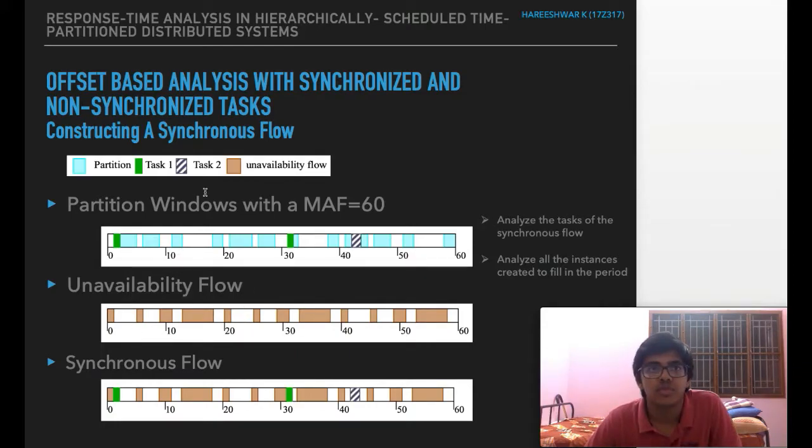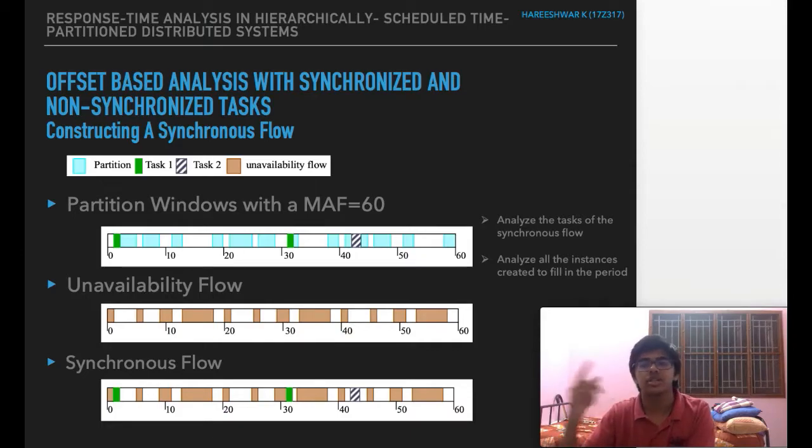This is the inverse of the partitions. The synchronous flow, the combination of the unavailability flows and the tasks, is shown here. We need to analyze all the tasks in this scenario, synchronous and non-synchronous, so all the instances of the tasks also have to be analyzed. For the two tasks here, task 1 has two instances. Both these instances need to be included in the response time analysis.